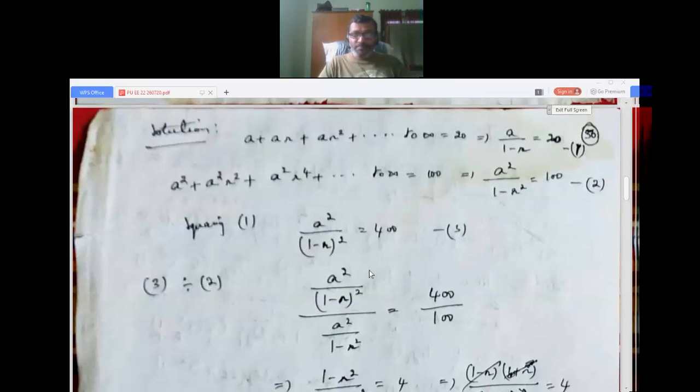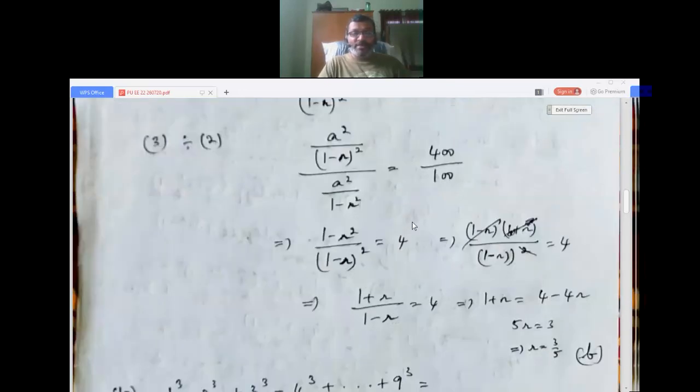Now this I'll take as 3 and the other as 2, and I'll divide 3 by 2. What I'll get is a squared by 1 minus r whole squared divided by a squared by 1 minus r squared equals 400 by 100. Now a squared and a squared get cancelled. So this will go to the numerator: 1 minus r squared by 1 minus r whole squared.